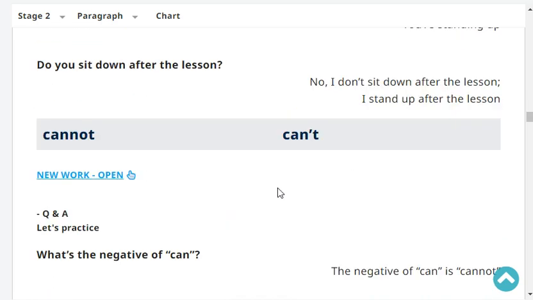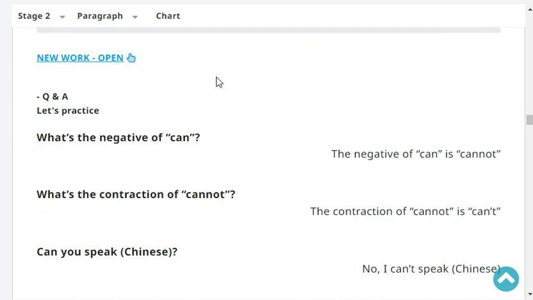Do you sit down after the lesson? No, I don't sit down after the lesson. I stand up after the lesson. Very good.